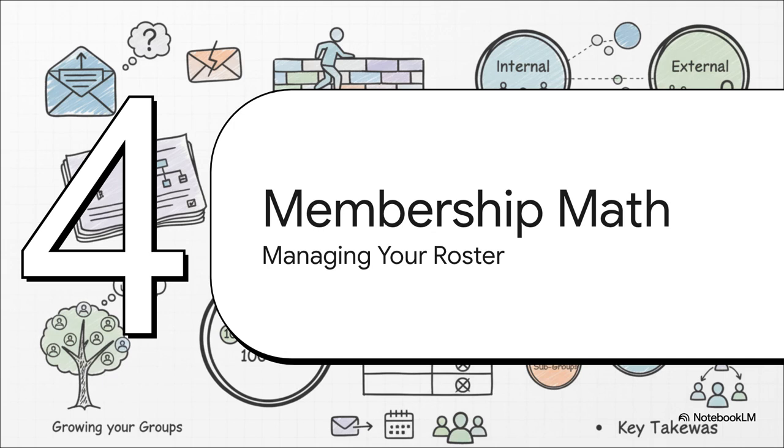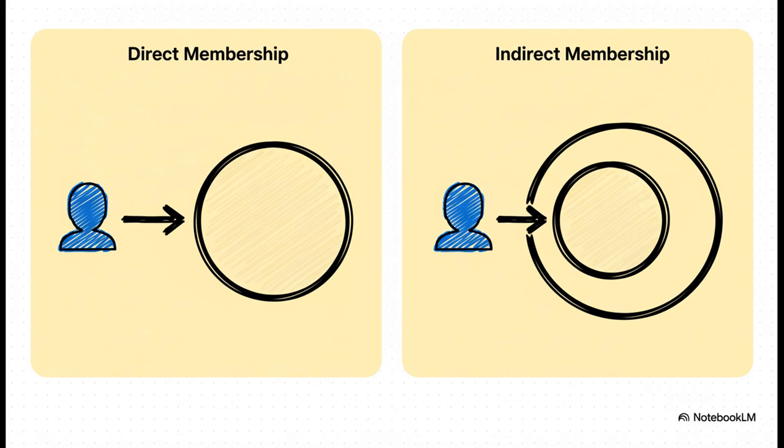All right, let's get into our next chapter, membership math. This is where it can get a little more complex because it's all about how Google actually counts who's in a group, especially when you start nesting groups inside of other groups. To get this, you have to understand two simple ideas: direct versus indirect membership. A direct membership is easy. Someone added your email address right to the group.